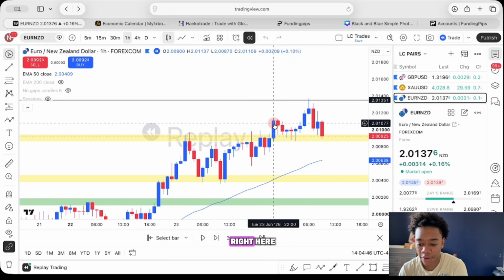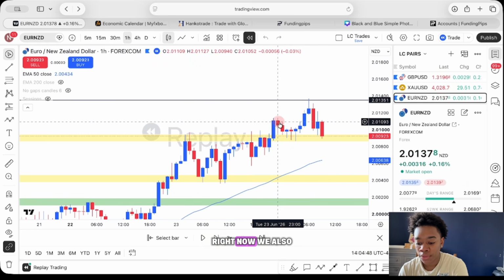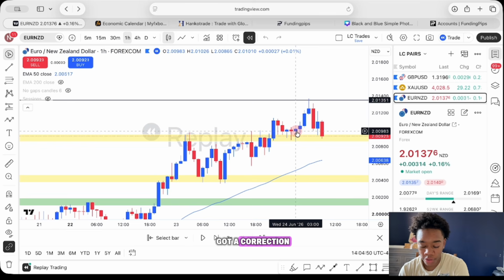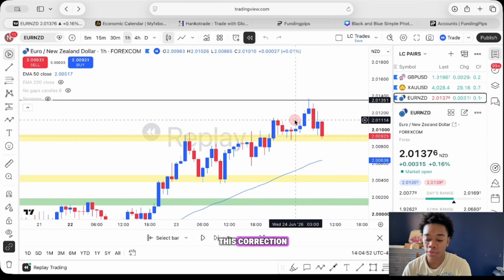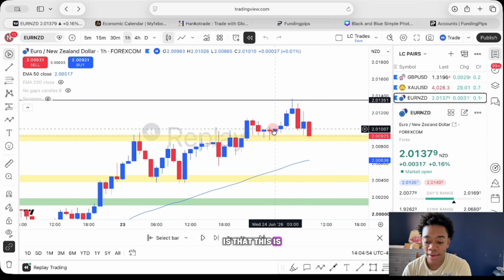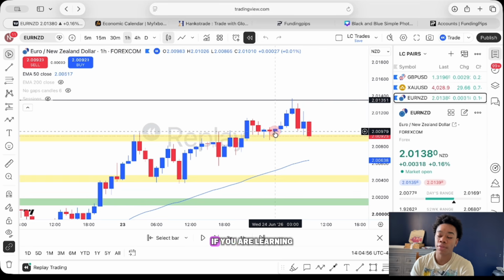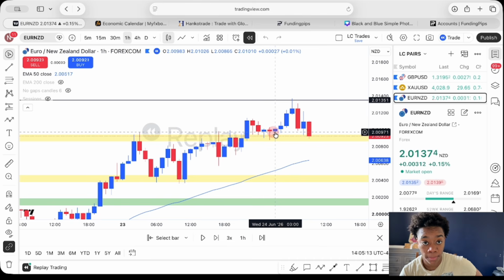We got an indication right here, right? Now, we also got a correction. But the issue with this correction is that this is basically a doji candle. If you are learning your candlestick patterns, you know that a doji candle is indecision in the market. It literally does not know what the market wants to do. They don't know if they want to go up. They don't know if they want to go down. The sellers don't know. The buyers don't know. Nobody knows, right? This is a correction candle.